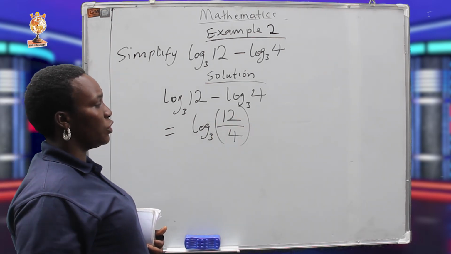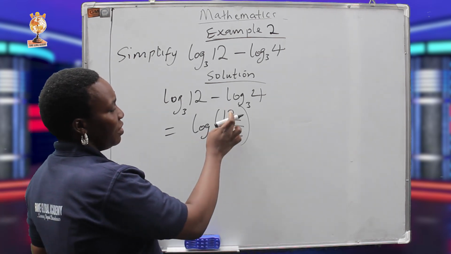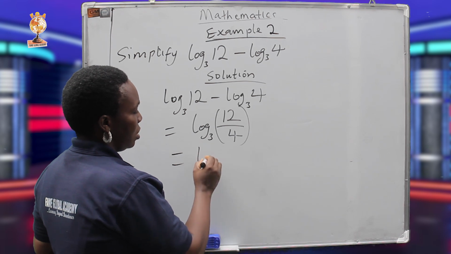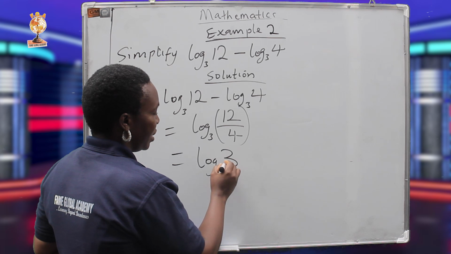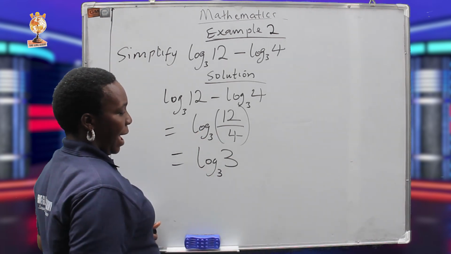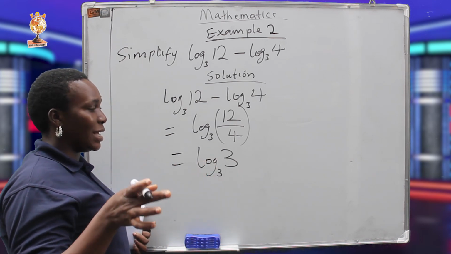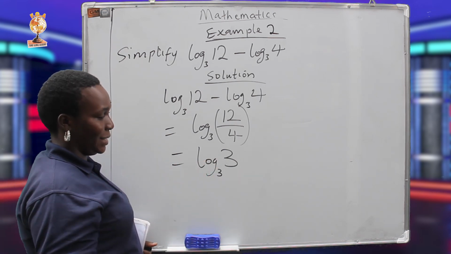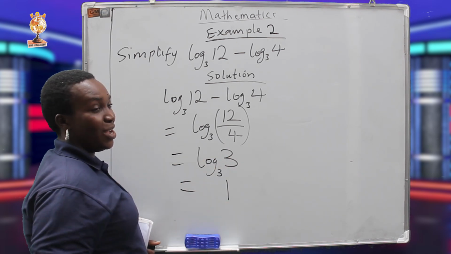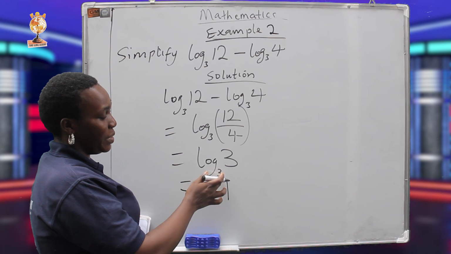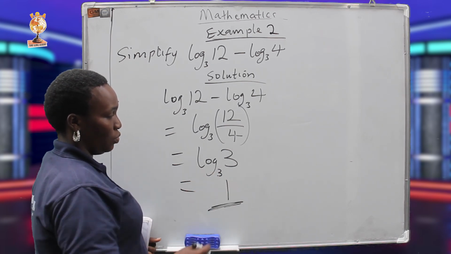Yes, you remember that. This is subtraction law. In subtraction law, you divide. Okay, so 12 divided by 4 will give us 3. So we have log 3 base 3. And this is taking us again back to another law which says logarithm of its own base. So log 3 base 3, the answer is what? 1. When a logarithm is the same as its base, your answer is always 1. So our answer in this question is 1.